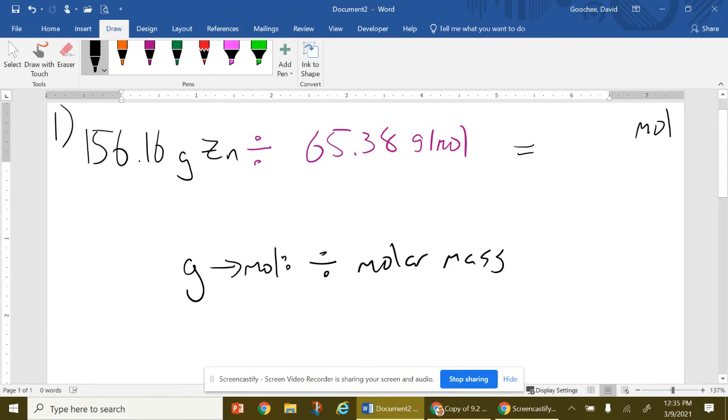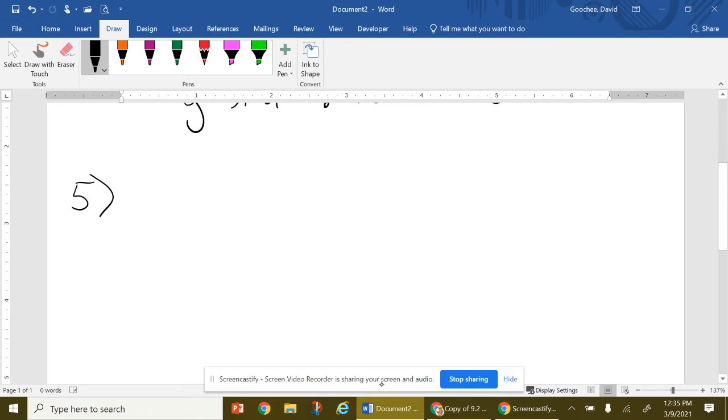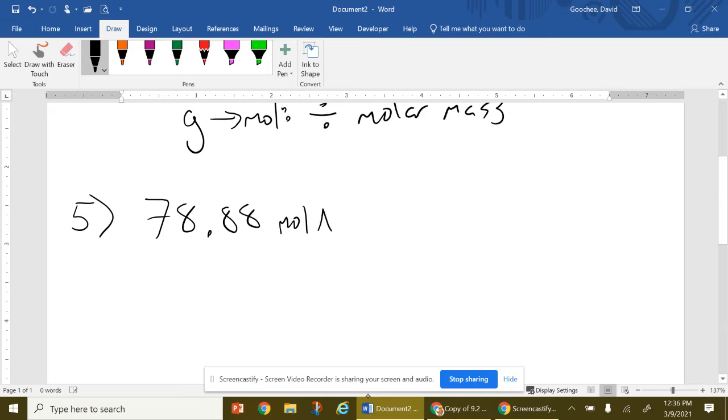That's number 5. Okay? Cool. So let's say, again, you're starting with 78.88, and this could be a different number for you because you entered in a different ID number. All right, so moles of aluminum, and you're trying to convert into grams of aluminum.